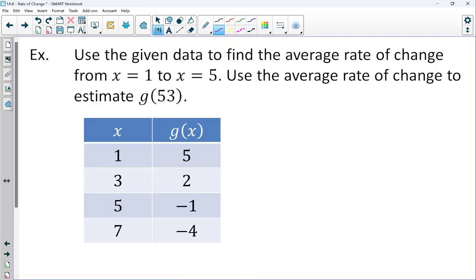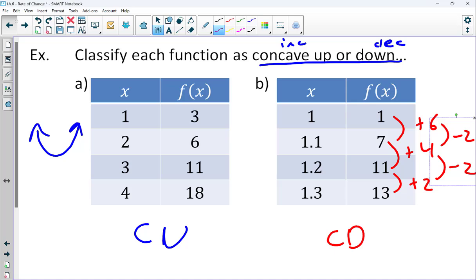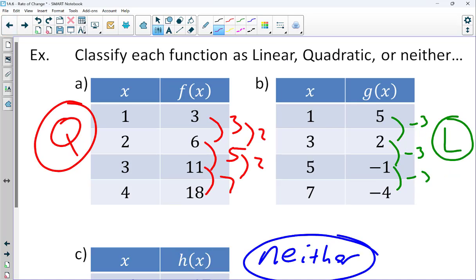Let's try it again. Use the given data to find the average rate of change from 1 to 5. Use the average rate of change to estimate g of 53. Pause here, play when you're ready. Hopefully you recognize that this is a problem that we've already seen. If I go back a couple of slides, that was this one right here.